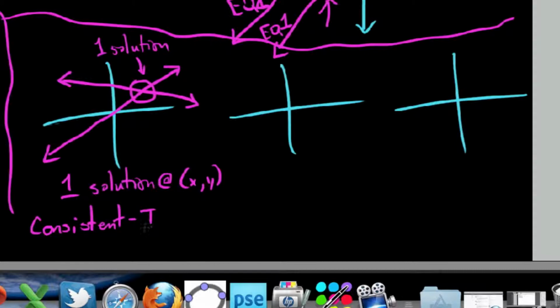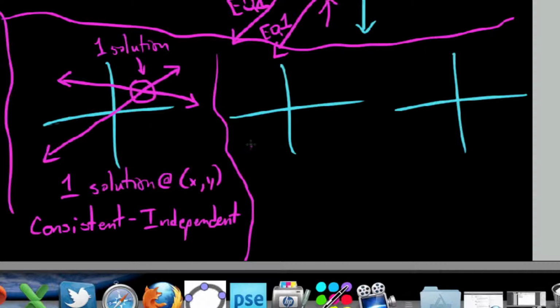We say consistent independent. How am I supposed to remember that? I always think of it this way. It's consistent because it has a solution. That means it has a solution. And they're independent because these lines don't depend upon each other. They do their own things. They do different stuff. They do their own thing.